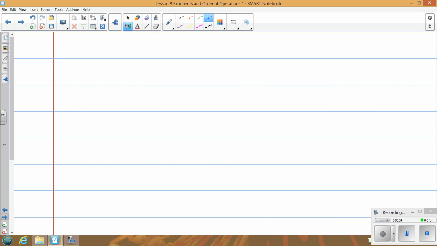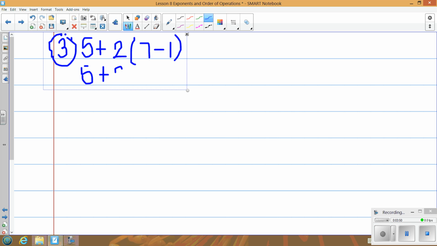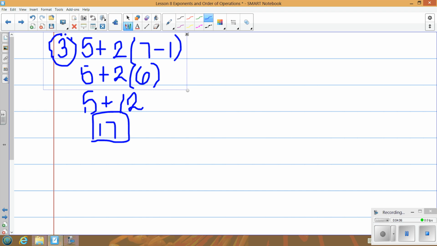And then some other ones. So I have 5 plus 2 times (7 minus 1). For this, as soon as you see parentheses, that's always going to come first. So I'm going to carry everything else, subtract 7 minus 1, we get 6. Then we have multiplication, 2 times 6, so that's going to come next. So we get 12, and then we can add. So we get 17.